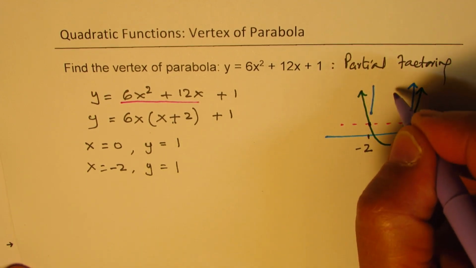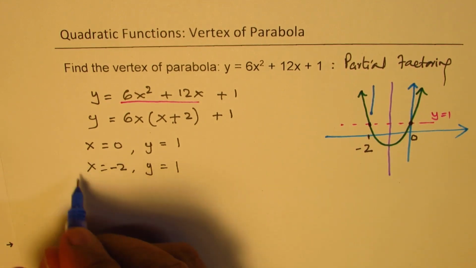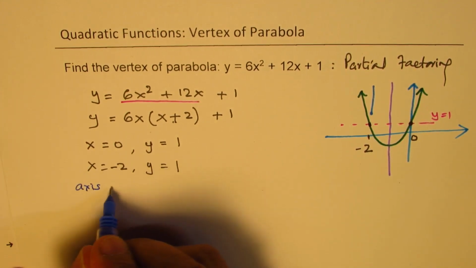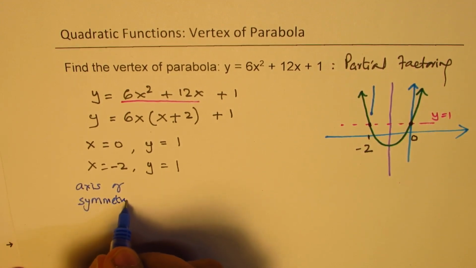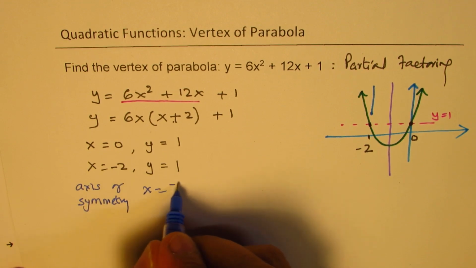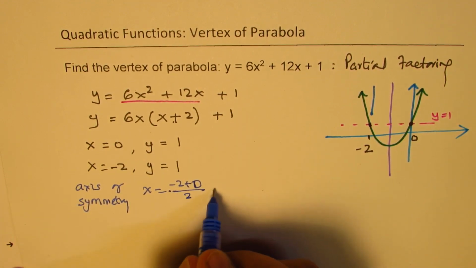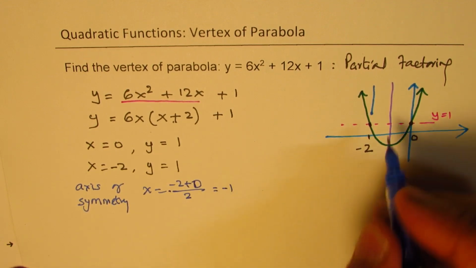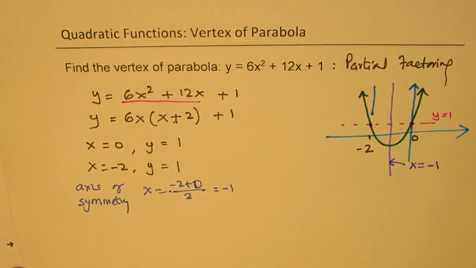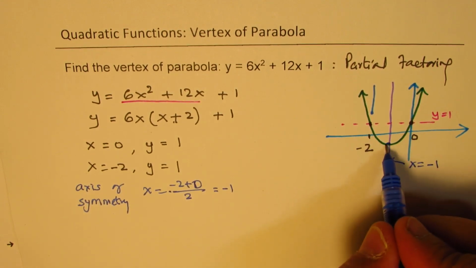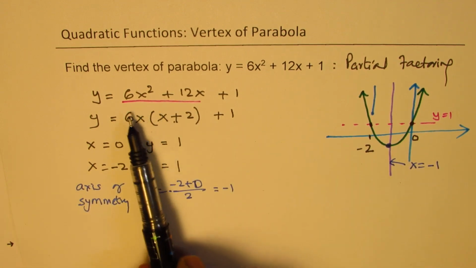So let me draw a midway line of symmetry. So the axis of symmetry will be where? The axis of symmetry in this case will be the average value of minus 2 plus 0 divided by 2, which is minus 1, right? So this is at x equals minus 1. Clear?